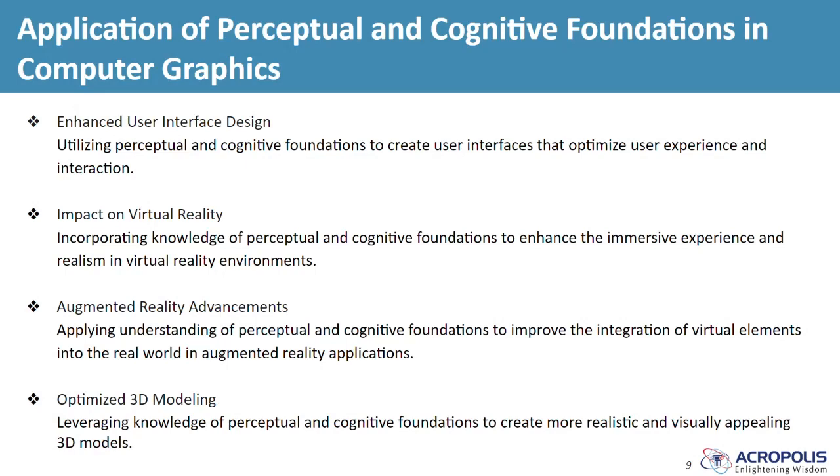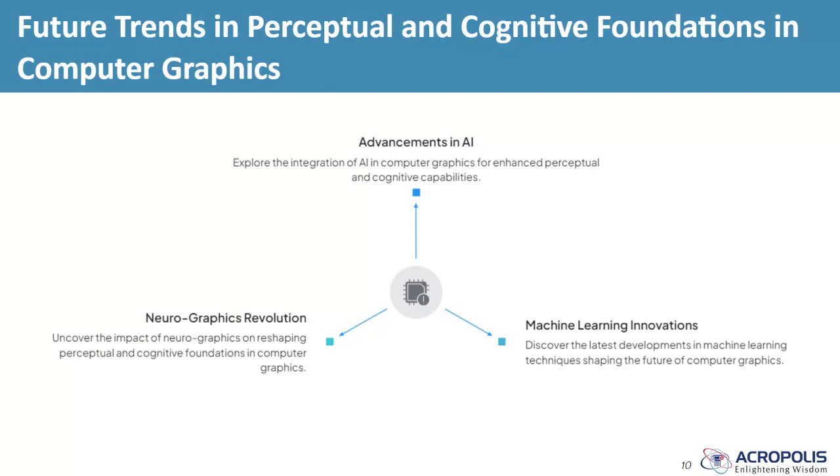So we have four points here, which are enhanced user interface design, impact on virtual reality, augmented reality advancements, and optimized 3D modeling. Now let's go to the next thing, which is future trends in perceptual and cognitive foundations in computer graphics. We have three points here, which are advancements in AI, neurographics revolution, and machine learning innovations.